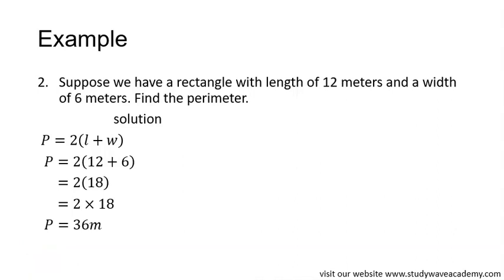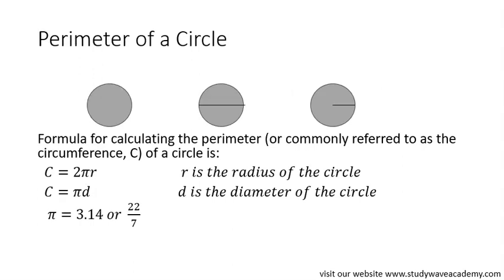Good. So next we are going to be looking at the perimeter of a circle. Okay? We have known how to solve for the perimeter of a square and the perimeter of a rectangle. Now we are going to be looking at how to solve for the perimeter of a circle. This is a circle, right? Now, the perimeter of a circle is also known as the circumference. The circumference of the circle is the curved line that goes around the edge of a circle, okay? So to calculate the circumference of a circle, there are two formulas.